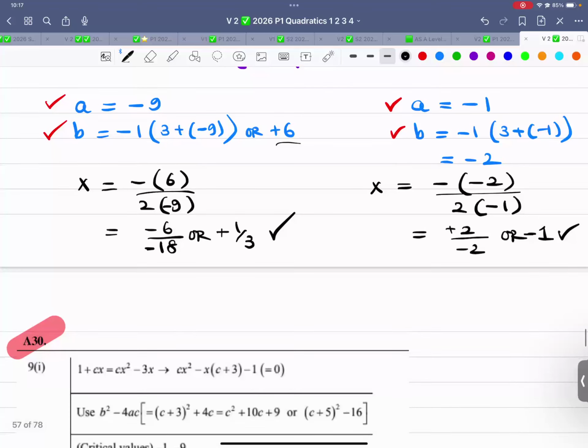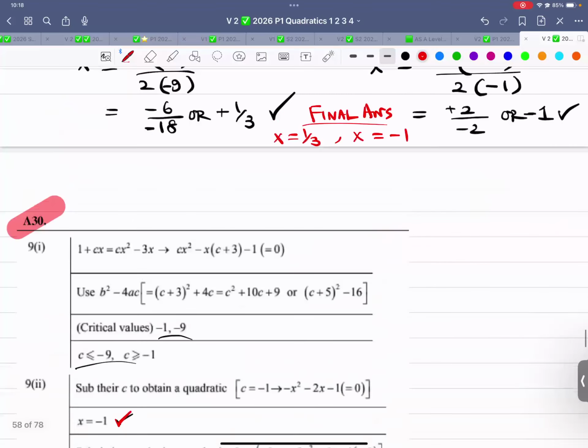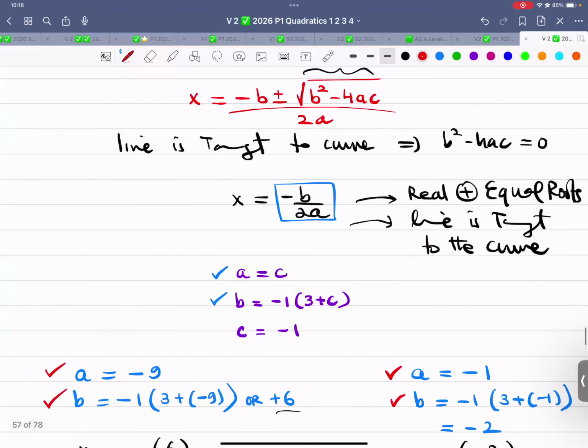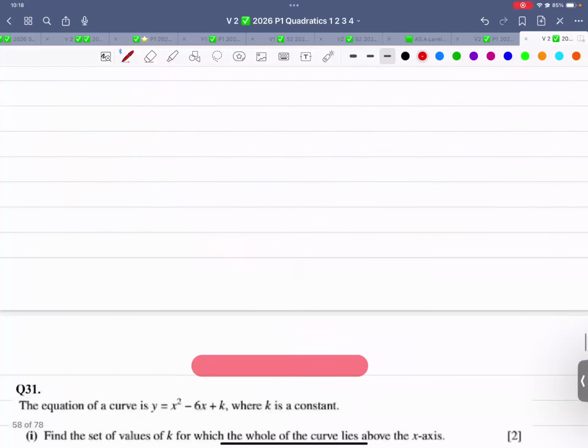So, okay, the final answer, let me write it. There are two final answers. One answer is x is 1/3. The other answer is x is -1. So now this is all done and dusted. There was a small plus minus slip that I made. So I hope question 30 is done and dusted.